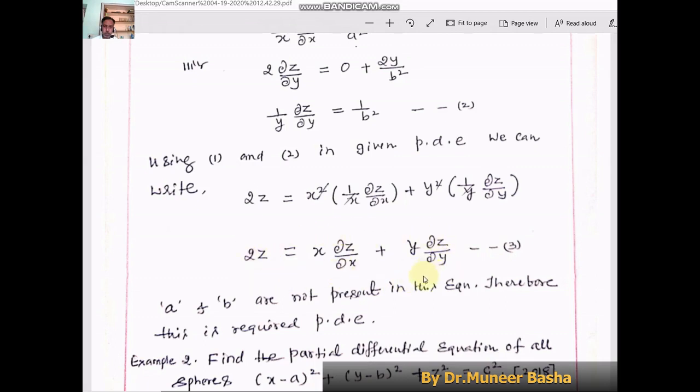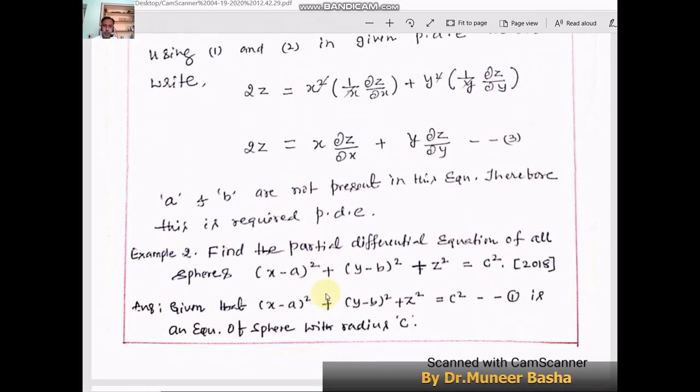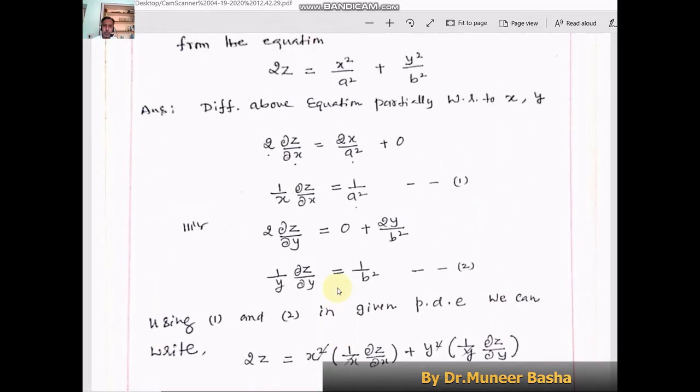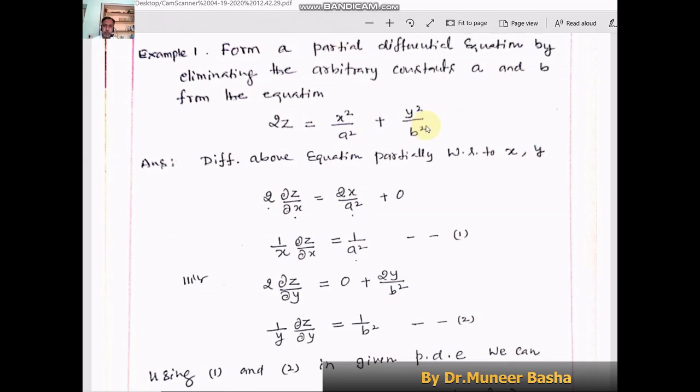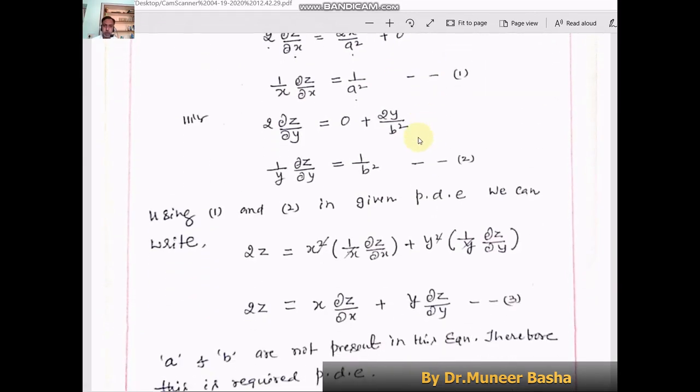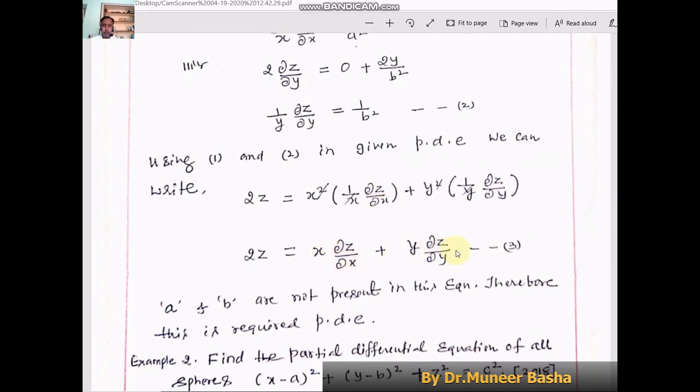This does not contain the constants a and b. So this is how we can eliminate the constants a and b from the given relation. So by means of partial derivatives, we can formulate a partial differential equation.